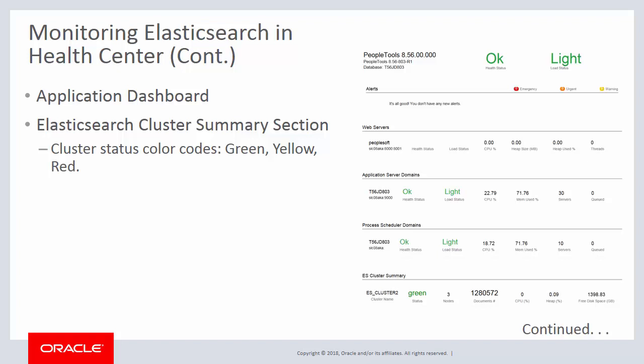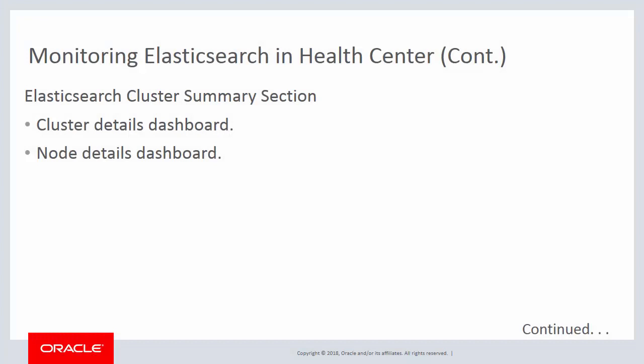Red indicates that at least one primary shard is missing. That is, data is missing, and as a result, searches will return partial results, and indexing of the missing shard will return an exception. The Elasticsearch cluster summary section enables you to drill down to details regarding the cluster and its nodes. Clicking any value in the section displays the cluster dashboard, and clicking the More link in the Node Summary section displays the Nodes dashboard. We'll discuss each of these dashboards.